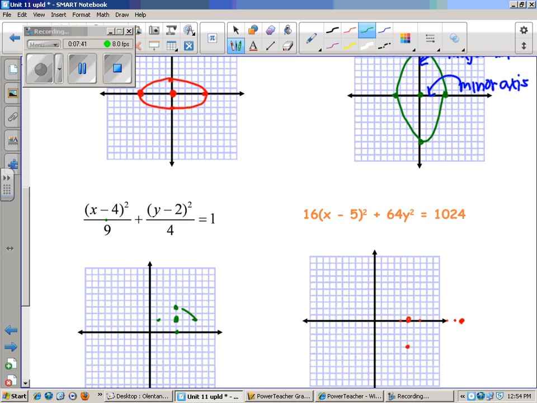Hey, what do you call it when my major and minor axes are equal? A circle, right? Okay. What am I going to have to do on this one first? Divide by 1024, and then I'm going to have to divide the top and bottom by 16 to get rid of that number, and I'm going to have to divide the top and bottom by 64 to get rid of that number, because you can't have a number outside the parentheses. Does that make sense?